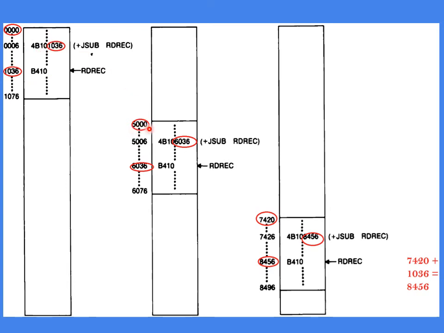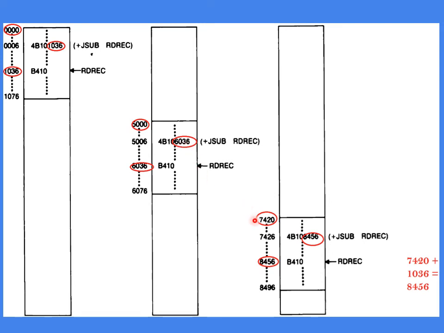Now what if it's loaded at the location 5000? Now RDREC points to the location 6036. It points to the location 6036. Here you can see that the instruction has changed accordingly. From the base address 5000, some value was added, right? And you got the address as 6036.